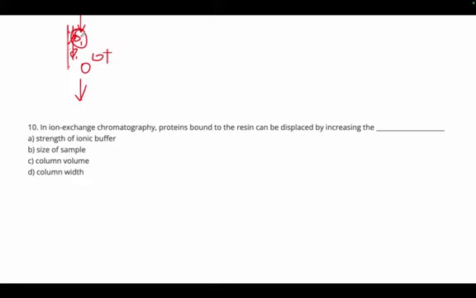As the ionic strength increases, it actually disrupts these electrostatic interactions. And so normally when we elute proteins from ion exchange columns, we usually have a gradient with increasing concentrations of a salt like NaCl. And because we are increasing the strength of the ionic buffer, it is disrupting the electrostatic interactions and allowing our protein to elute from the column.